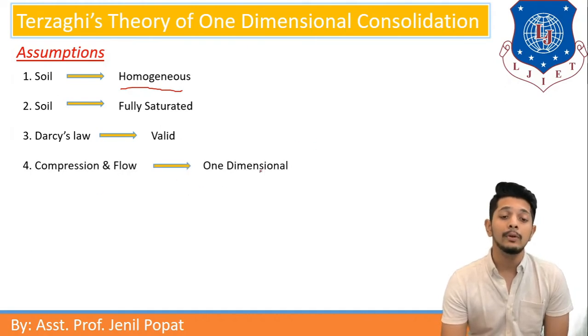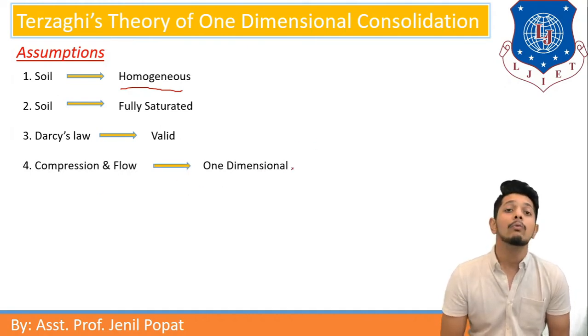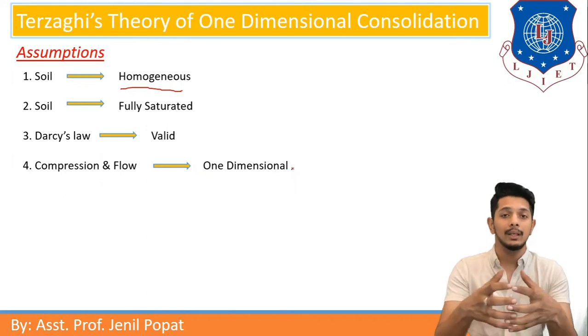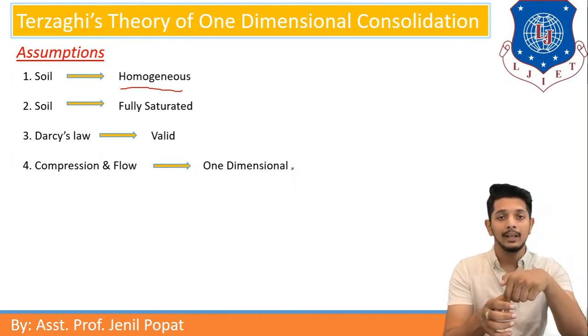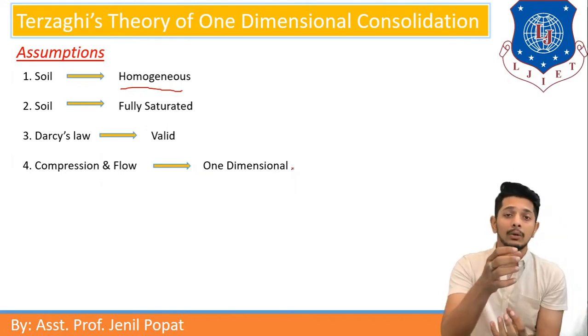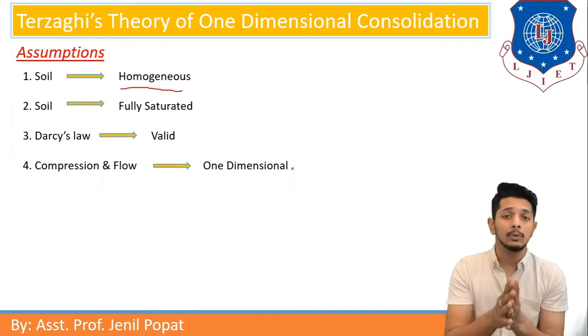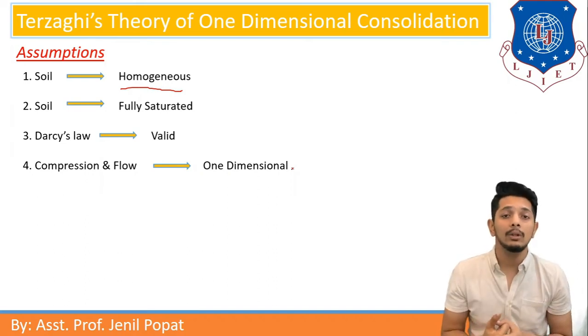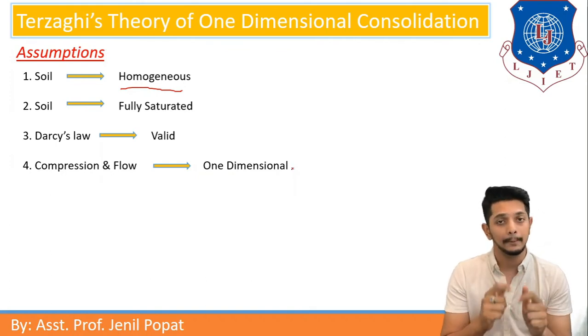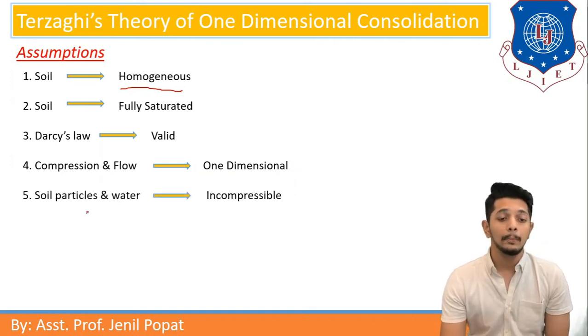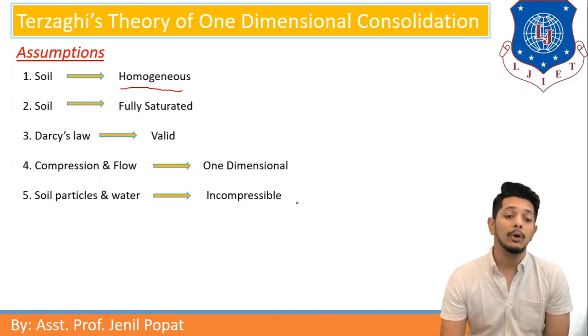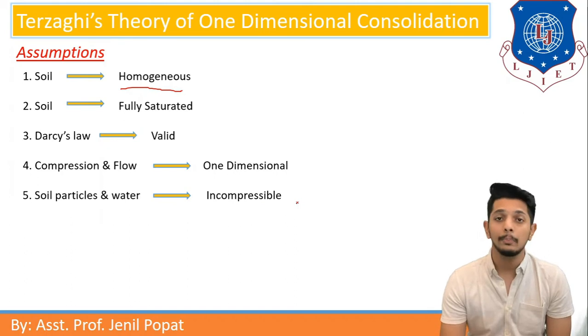Compression and flow should be one-dimensional. One-dimensional means if you are giving compression in only one direction, flow should be only in one direction. So it is confined from all sides and only one-dimensional flow and compression should be there. Soil particles and water should be incompressible. So soil as well as water are not compressible materials.